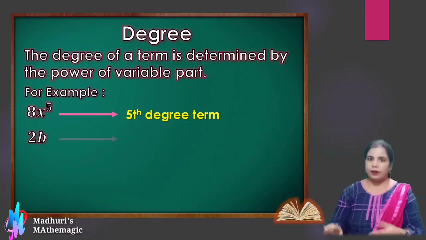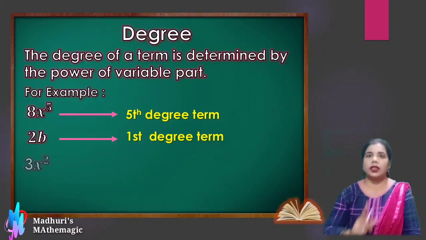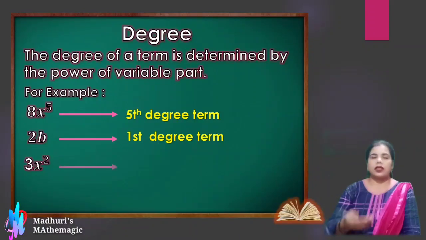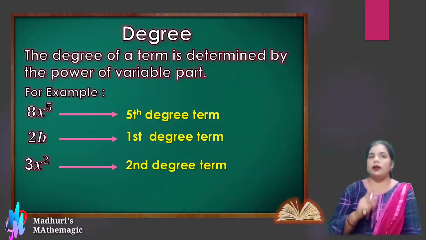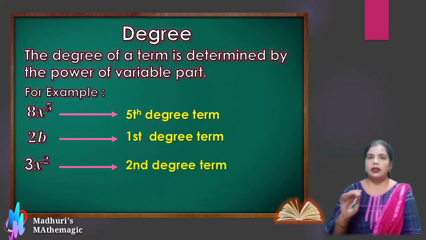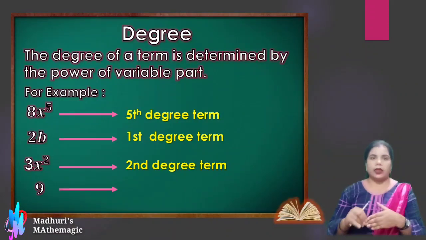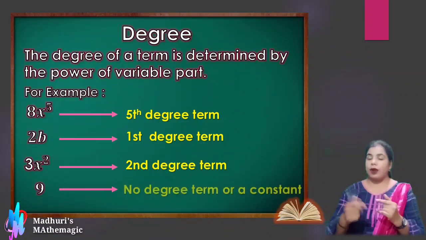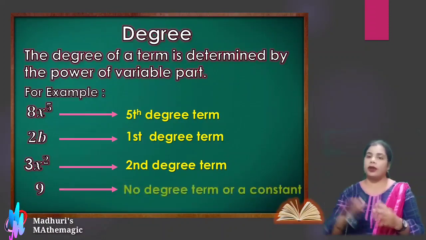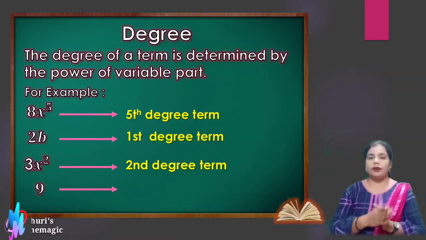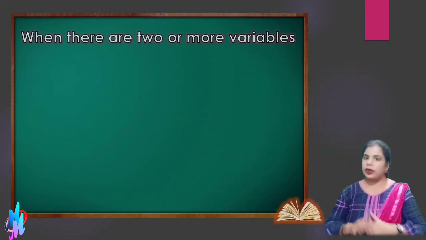Second one is 2b. What is the power of the variable here? 1. That's why it is called as a first degree term. Next one is 3x square. What is the power of the x here? That is variable. It is 2. That is second degree term. And then 9. No variable. Okay. So what is the power here? Power of the variable here is 0. So that's why it is called as a no degree term or a constant. If no variable, then it is called as a constant term. Okay, are you getting this one?